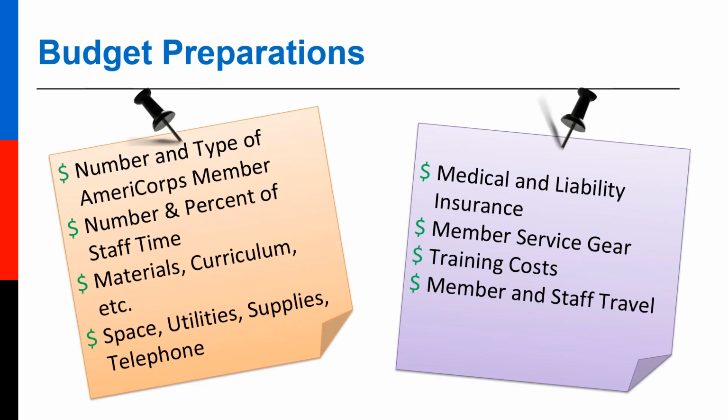So once you determine the needs of your identified community or communities, and establish your program goals and objectives like we talked about earlier, and finalize the strategy to meet those goals, you're ready to prepare the budget. So to do this, you will need to estimate the resources needed to achieve the program goals you've set, including but not limited to the number and type of AmeriCorps members, the number or percentage of time of staff dedicated to support the programmatic, fiscal, and administrative responsibilities, the materials and curriculum, the space, utilities, supplies, and telephone, medical and liability insurance, member service gear, training costs, and member and staff travel.